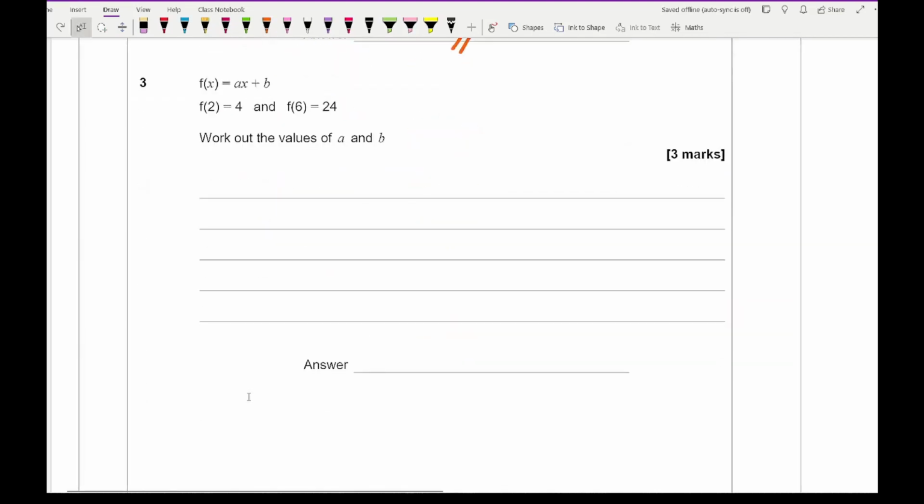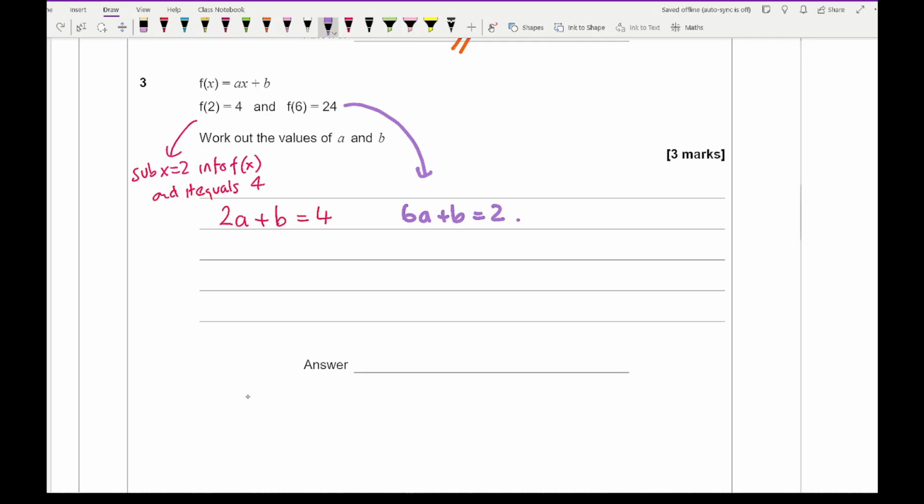Then moving on to question 3, it says f of x equals ax plus b, f of 2 equals 4, and f of 6 equals 24. So for this, what I want to do is sub x equals 2 into f of x, and it equals 4. So that's going to look like 2a plus b equals 4. Then if I do the same for this next one, I've got 6a plus b equals 24.